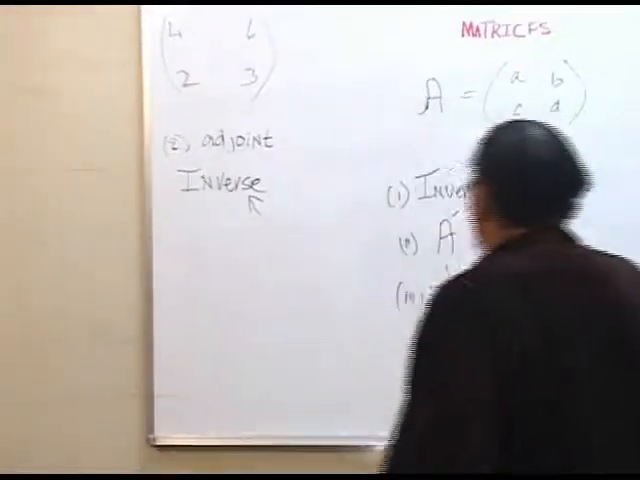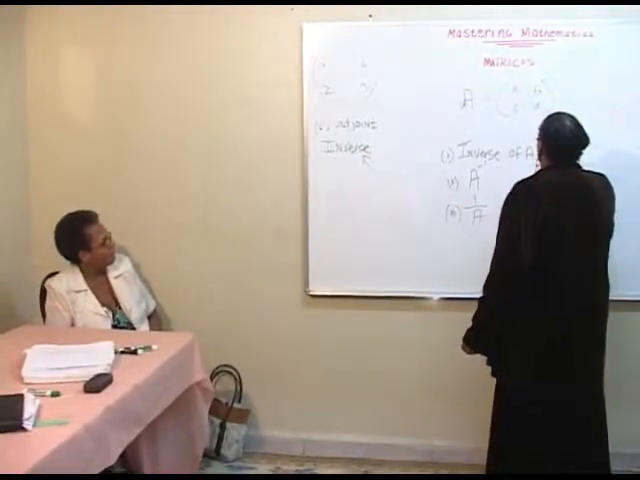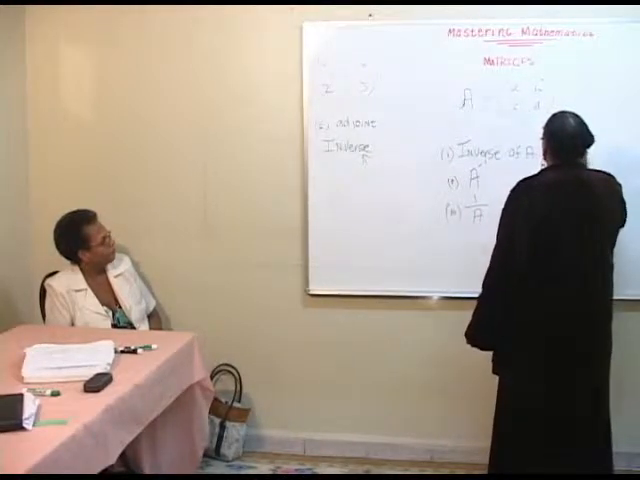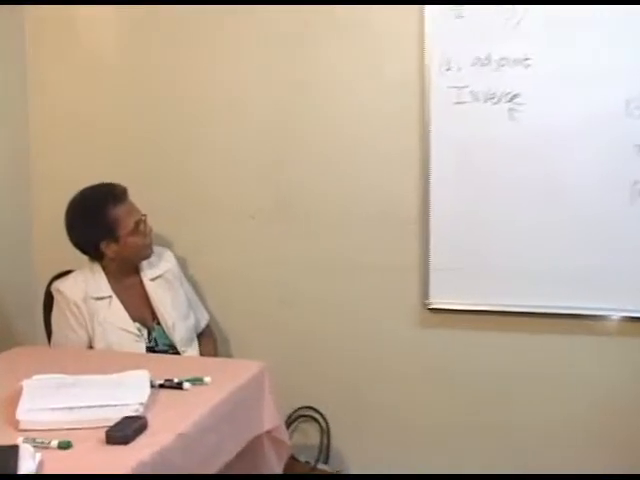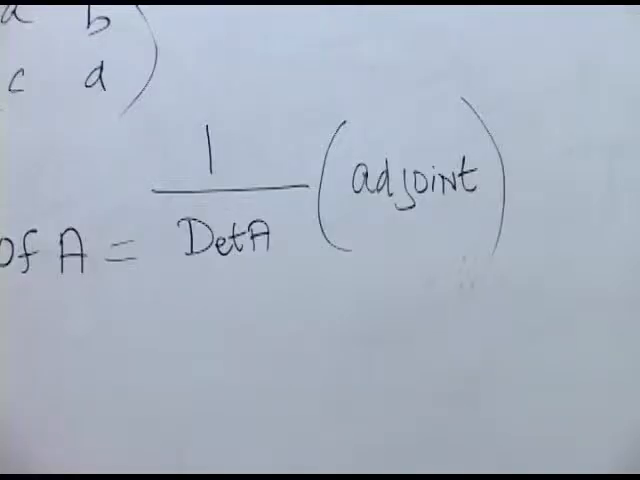Elizabeth, we want to tell them what it is. If we are finding the inverse of a matrix, we're expected to write it as 1 over the determinant of A, times the adjoint. Okay, that is the formula. It is 1 over the determinant times the adjoint. So again, easy. We know the determinant, we know the adjoint.